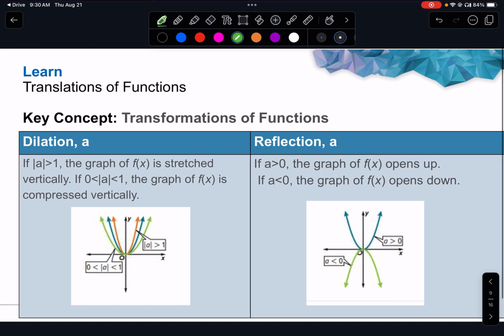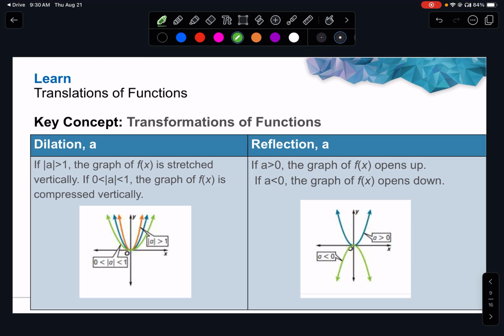Okay, so this is some good visuals here about what's happening. A dilation is on the left. So again, if the absolute value of A is greater than 1, then it's going to be stretched vertically. So that would be the orange line. Okay, the blue line is the parent function. And then if it is greater than 0 but less than 1, the green line, it's going to have the compression vertically or shrunk vertically. Okay, on the right, we have our reflection, and that's just talking about if it's negative, we flip it.